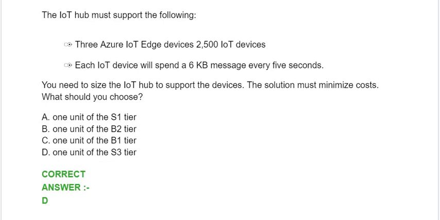Options are Option A, 1 unit of the S1 tier. Option B, 1 unit of the B2 tier. Option C, 1 unit of the B1 tier. Option D, 1 unit of the S3 tier. Correct answer is option D, 1 unit of the S3 tier.